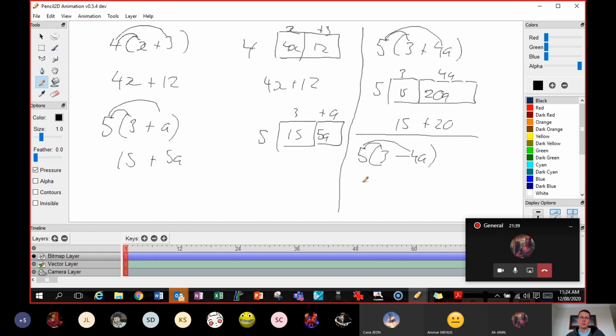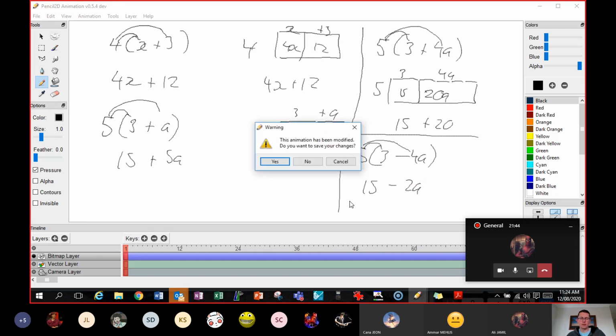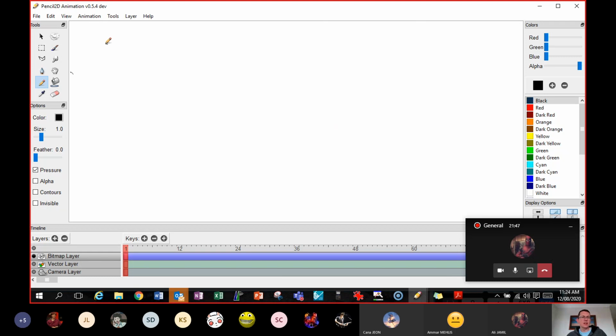If you've got a negative number out the front, negative 3 lots of 5, and we've got plus 2a here. That's going to give me negative 15. Negative 3 times 2a will give me negative 6a. So the answer for that is negative 15 minus 6a.